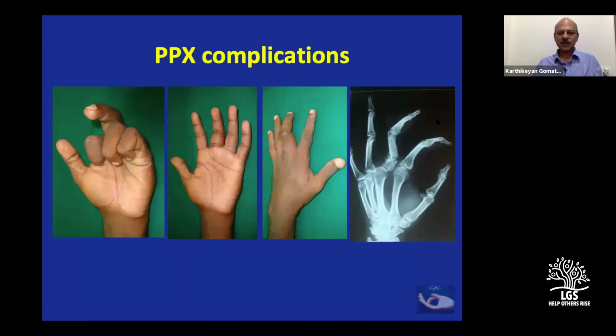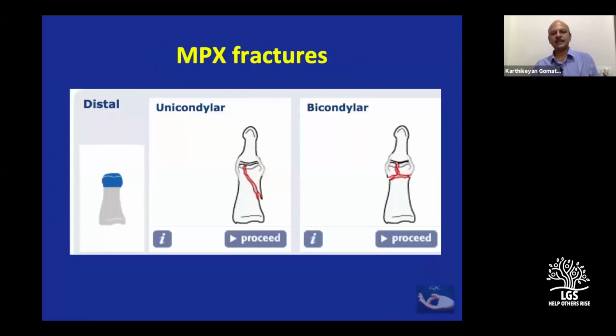Or look at this patient, look at this, it has healed in this position. No traction has been given, nothing has been done. It has healed in this position, and you can make out the deformity. There is no flexion, full range of active extension is not there, and there is no flexion. There is a fixed flexion deformity at the PIP.